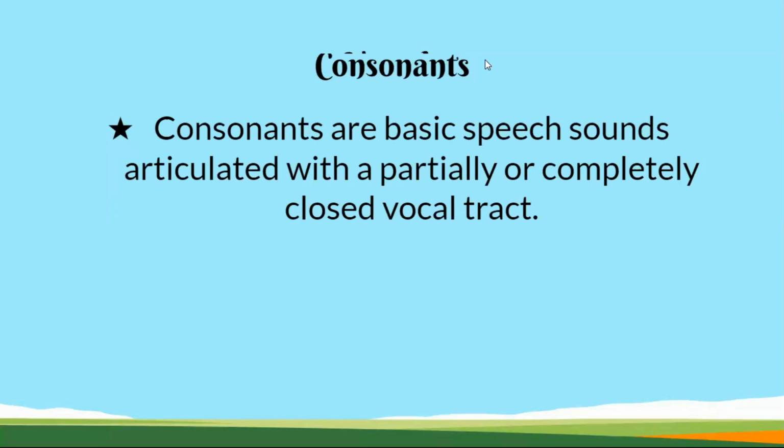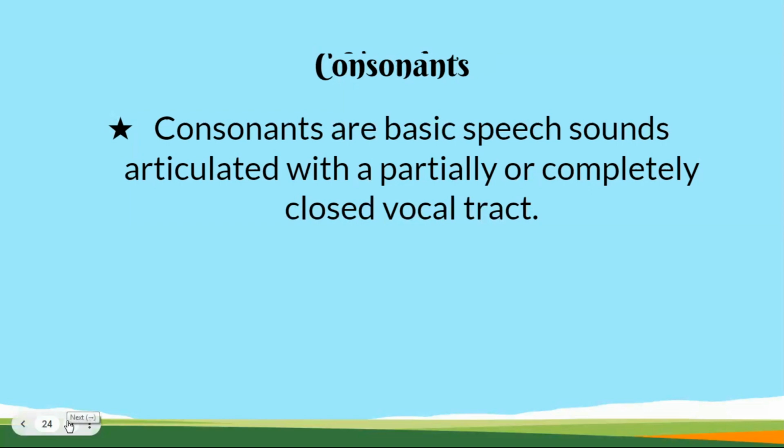For example, we are making the sound D. While making this sound, our teeth and lips will touch each other. This is the sound of D. Our mouth will be partially closed and the teeth and lips will touch each other. So that's how the consonant sounds are made.